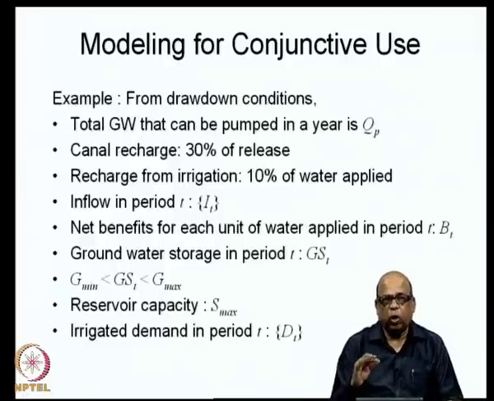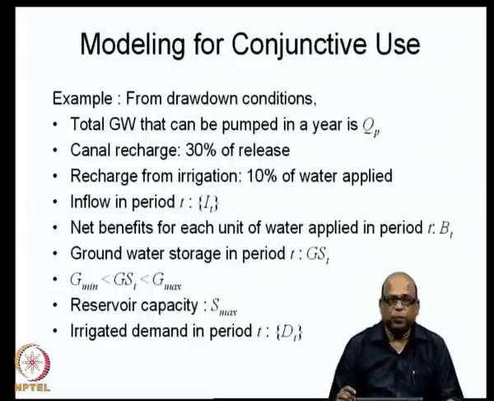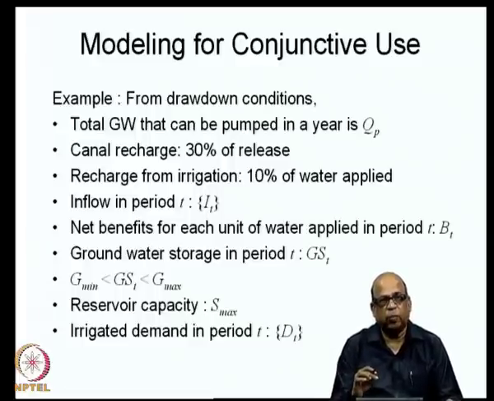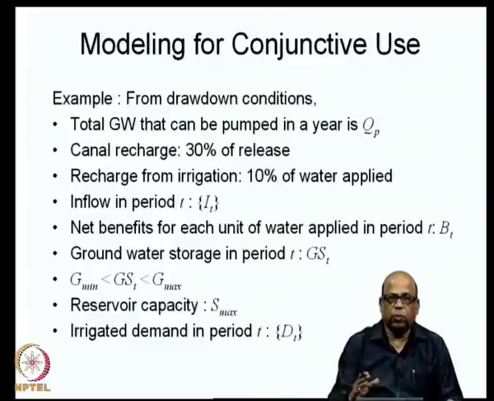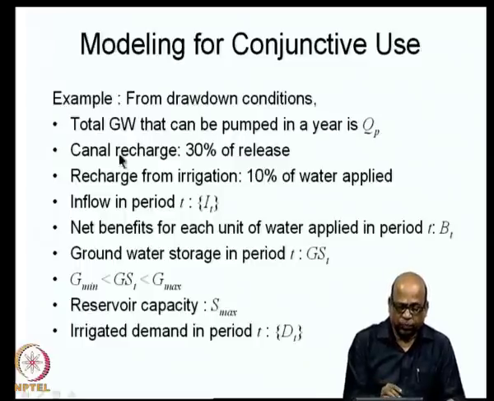Now, in this broad framework, we will take a simple example. I keep repeating simple because the conjunctive use problems are in fact very complex. You need to look at the two-dimensional groundwater model. You may have to include the two-dimensional groundwater model into the optimization problem itself. We will come to all those complexities if time permits at the end of this lecture.